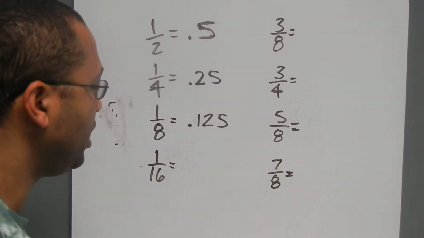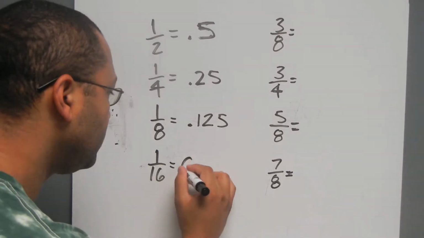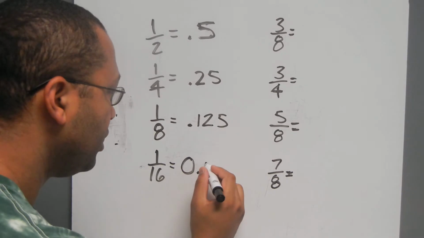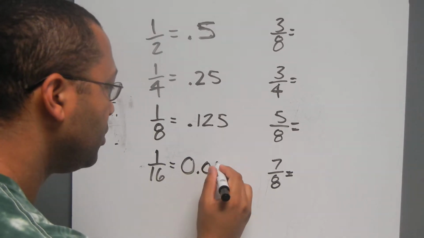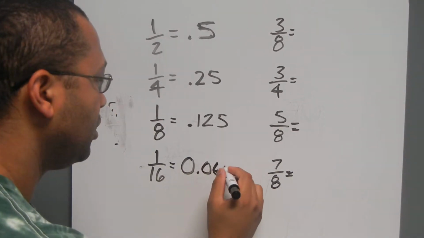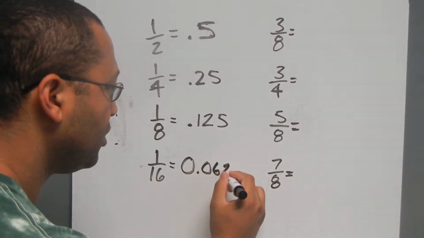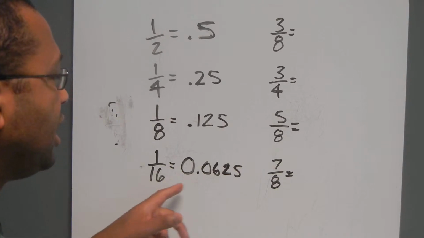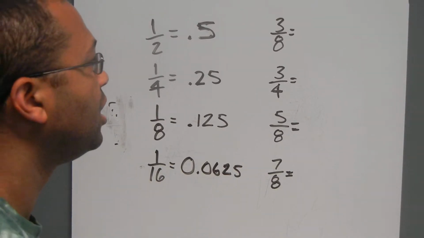Just looking at this right here, I can go ahead and tell you half of 0.125 is 0.0625, half of 12 is 6, and half of 5 is 25. So that's the decimal equivalent of 1/16.